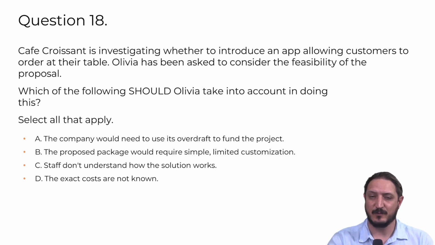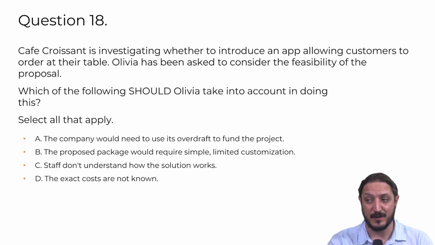Okay, so once we've got a little bit of context, we're starting to understand what the question is asking us. Let's try and see if we can identify any techniques or keywords. It says, Cafe Croissant is investigating whether to introduce an app allowing customers to order at their table. So contextually, we have this restaurant or cafe that is now thinking about using this application which will allow their customers to order at the table. This is the proposed solution for the organization.